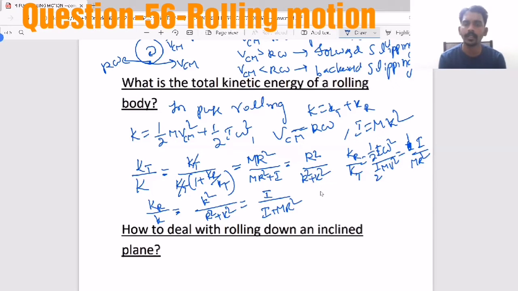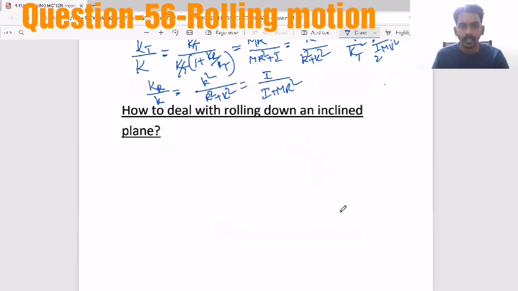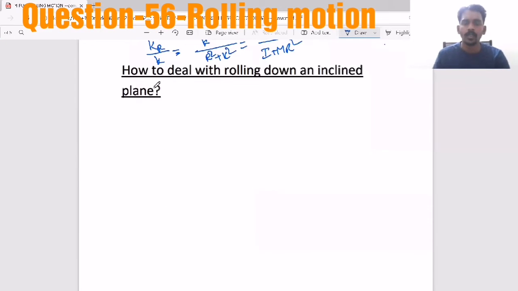And we have different solid regular shapes: ring, disc, cylinder, sphere. So they will give any one of such body which is rolling on a surface. Then you have to apply these equations. But whenever the kinetic energy of a rolling body comes, you have to take care of what is the total kinetic energy.